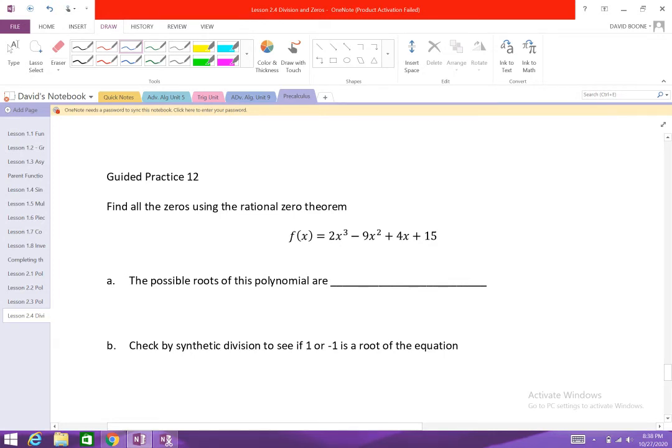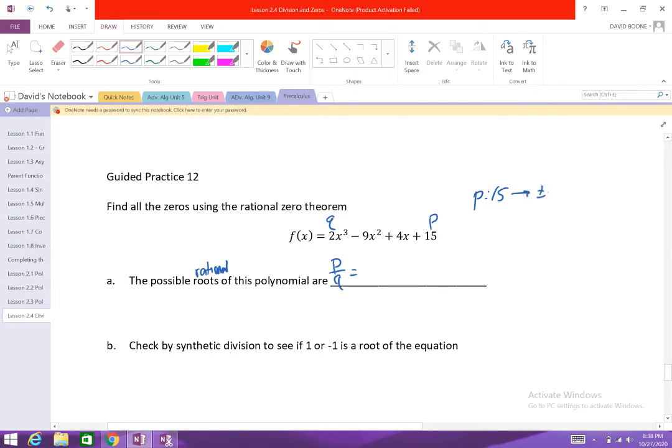Okay. So again, what we're going to look for, we've got the p's right here, we've got the q's right there. So we want to list all those possible, we should say, rational roots of this polynomial. So we're going to look at all of the p's over the q's. So we're going to first of all look at all the factors of p, all the factors of 15.